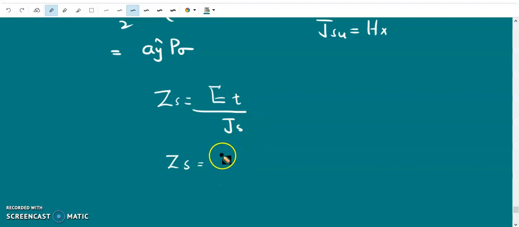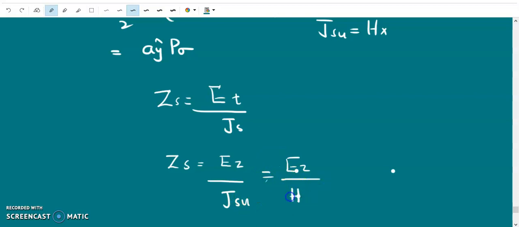So Zs is equal to Ez. E tangential is Ez divided by Js, the surface current density for the upper conducting plate, which is equal to Ez by Hx. Jsu has the magnitude of the magnetic field. So Ez by Hx should be equal to the impedance.